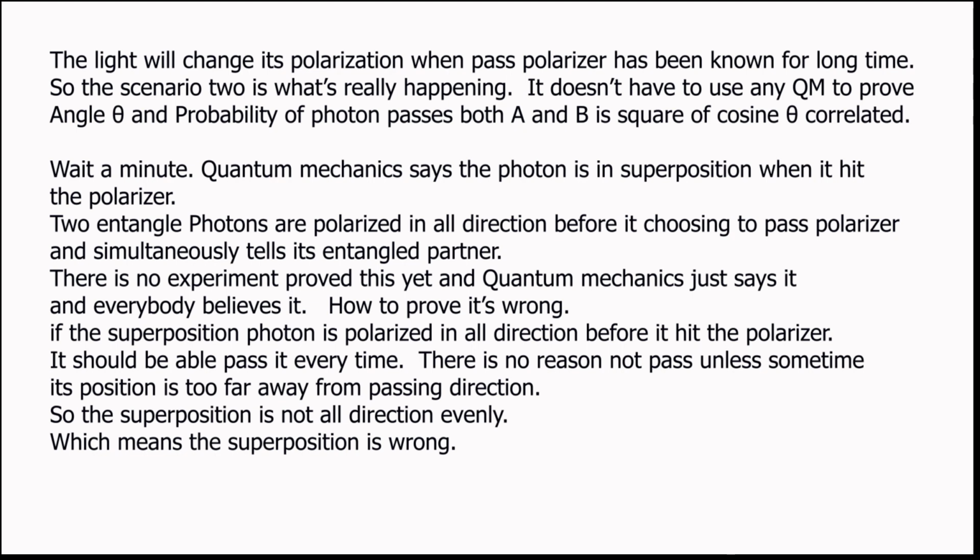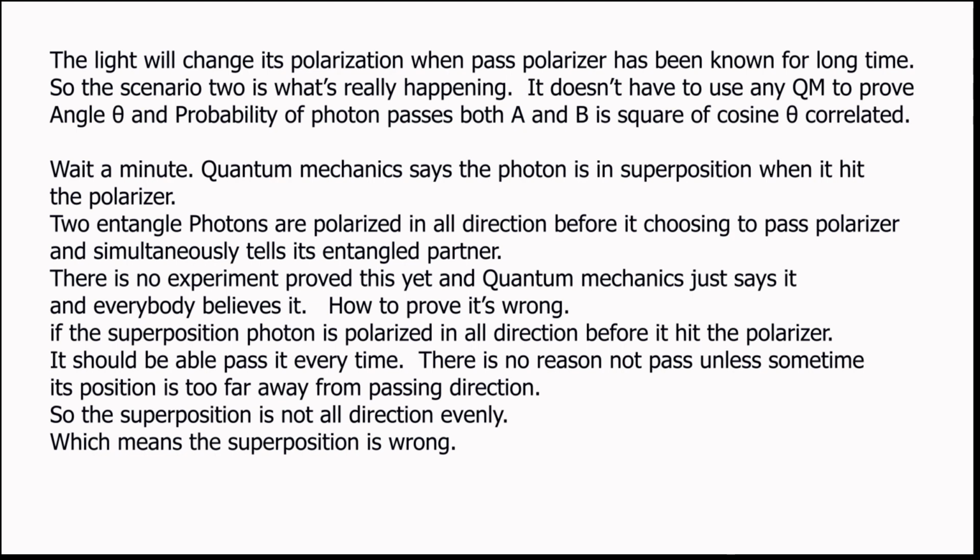Wait a minute. Quantum mechanics says the photon is in superposition when it hits the polarizer. Two entangled photons are polarized in all directions before choosing to pass a polarizer and simultaneously telling their entangled partner. There is no experiment that has proved this yet, and quantum mechanics just says it and everybody believes it. How to prove it's wrong?